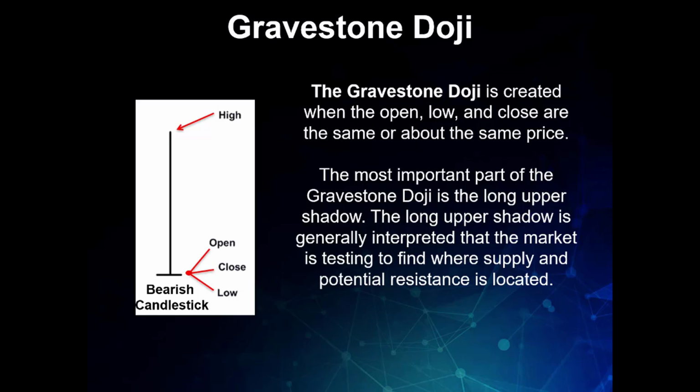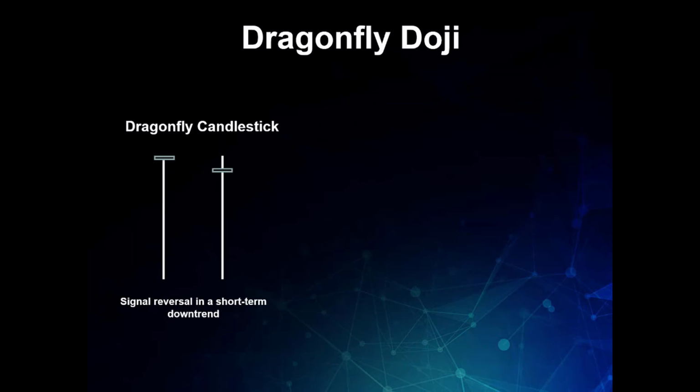The most important part of the gravestone doji is the long upper shadow. The long upper shadow is generally understood to mean that the market is testing to find where supply and potential resistance is located. The dragonfly doji occurs when the open and close are near the top of the candlestick and signals reversal after a downtrend. Control has shifted from sellers to buyers.